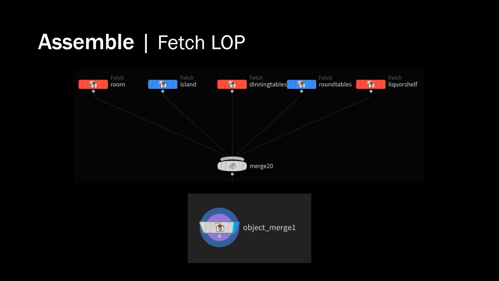Another thing I think is underused is the fetch operator. It acts very much like an object merge in SOP. It lets you take the output of another node in the graph and just brings it here. It just helps keep things tidy.